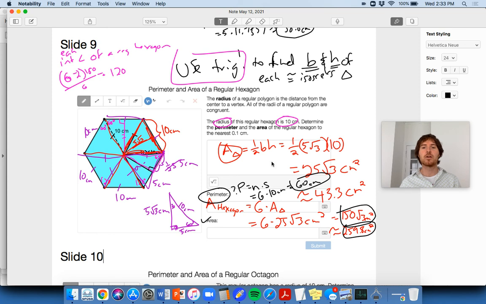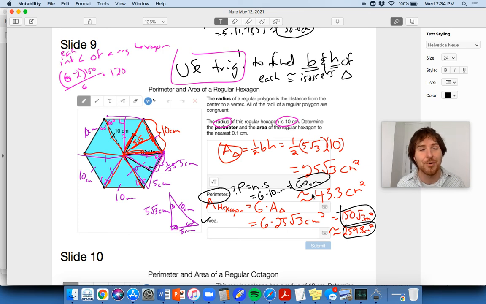So here, just make sure that you got the right answers or follow the whole thing. The area of the hexagon is 6 times as large as the area of the triangles that we found. So we take 25 root 3 square centimeters, multiplied by 6, we get 150 root 3 square centimeters as an exact answer. If they're expecting you to round it to the nearest 0.1, it's about 259.8 square centimeters.